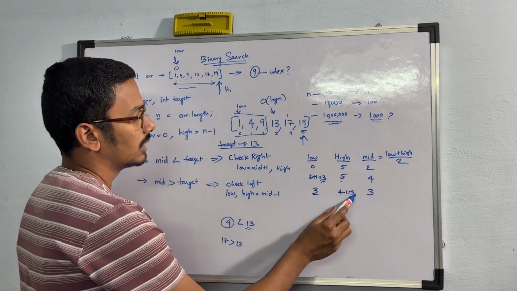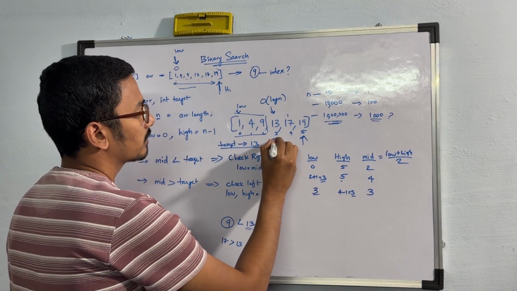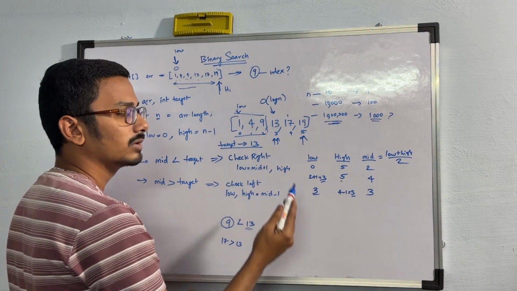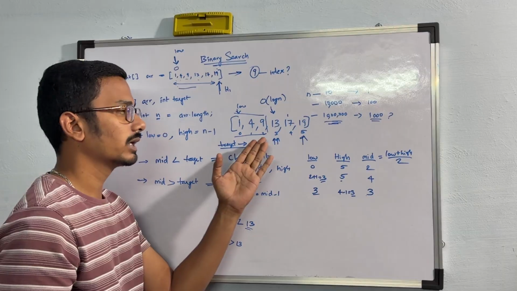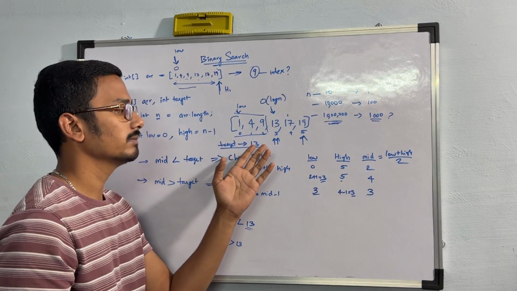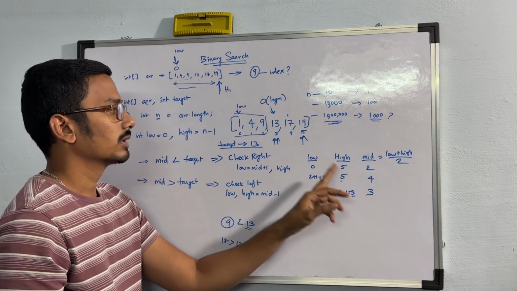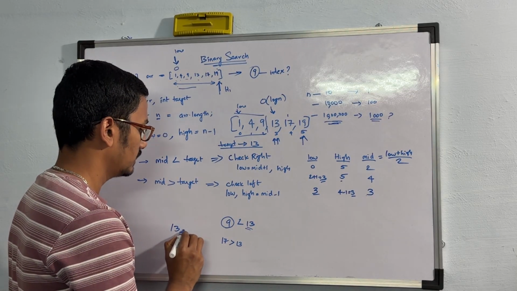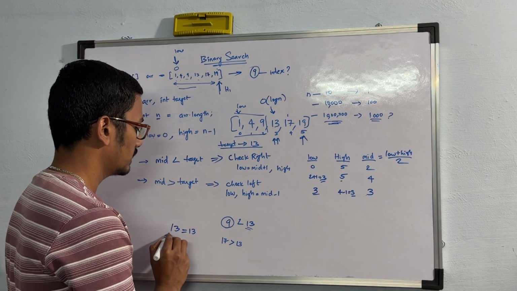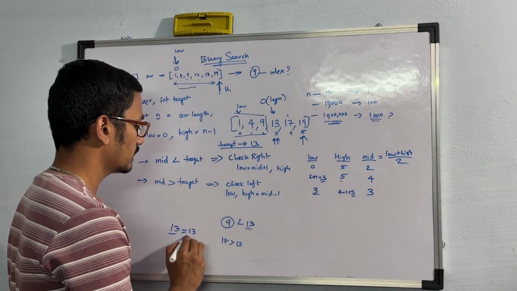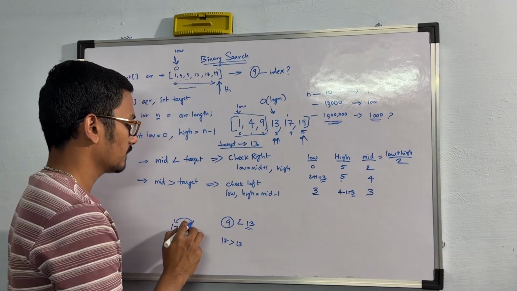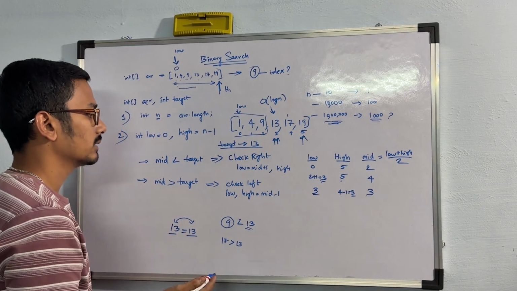Both low and high are present here, and if low and high are the same, then the average will also be the same. So now we check 13 is equal to 13, meaning this 13 is the mid value and this 13 is our target. Whenever these two match, we return the target.